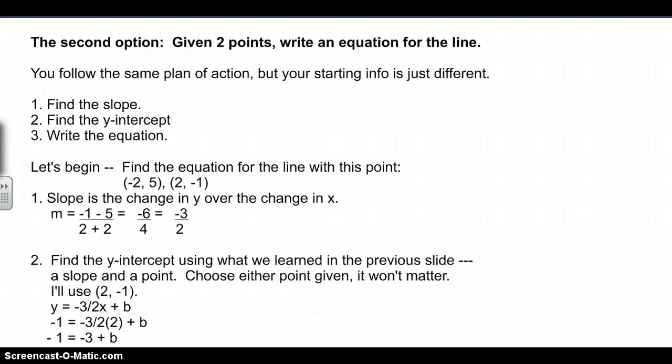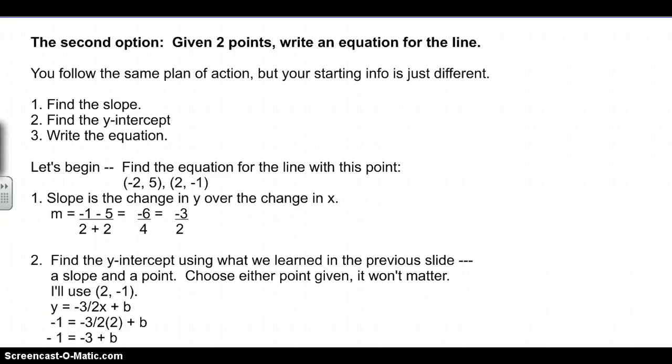The second option, given 2 points, write an equation for the line. Now, you've sort of tried this already in 5.1, but one of the points was the y-intercept. It's not so easy this time, okay? You're going to follow the same plan of action that we did in the previous slide, but your starting information is a little bit different. So again, here's your plan. Step 1, find the slope. Step 2, find the y-intercept. Step 3, write the equation.